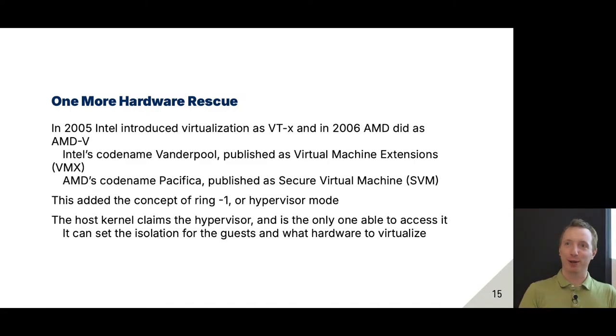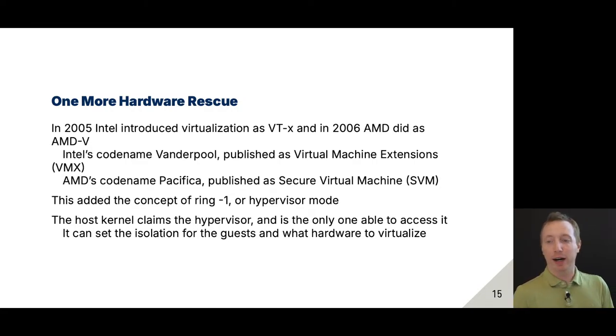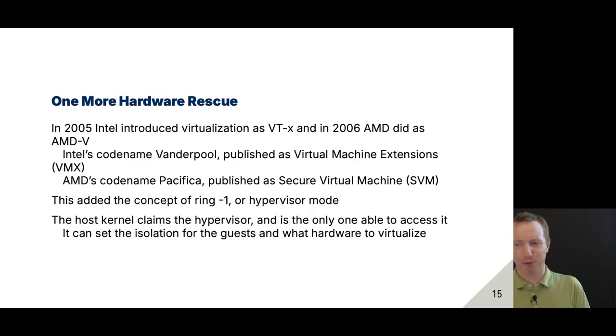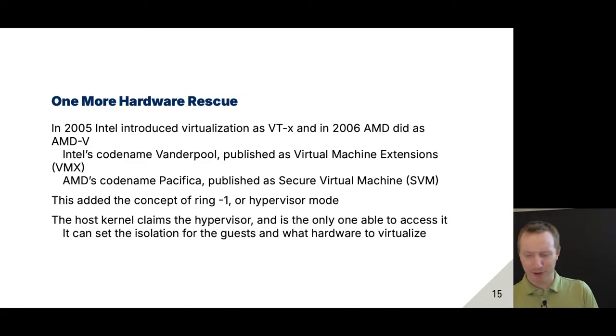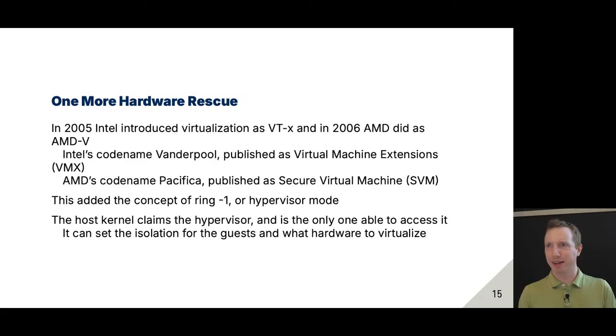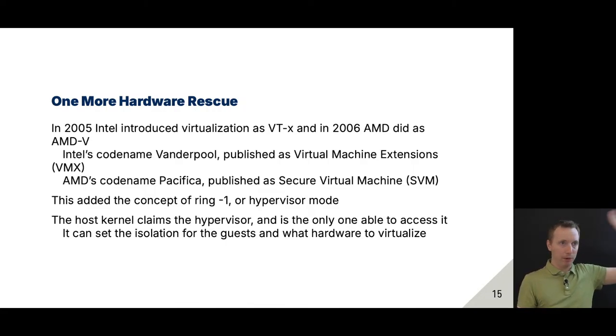So when you were one or two, they introduced virtualization as a standard in CPUs. Intel introduced it as VT-x, AMD did it in 2006 as AMD-V. If it's not enabled in your BIOS, they had different names for it. Intel called it Vanderpool, and then published it internally as virtual machine extensions. AMD's code name was Pacifica, and they published it as Secure Virtual Machine, or SVM. All those names generally mean the same thing. It just depends on the internal term, the marketing term, or the official boring documentation term. They're not consistent about it whatsoever, but they all mean they support that hypervisor mode, or ring negative one.